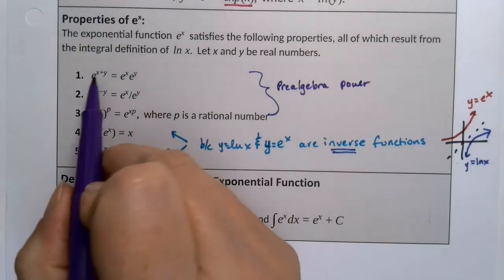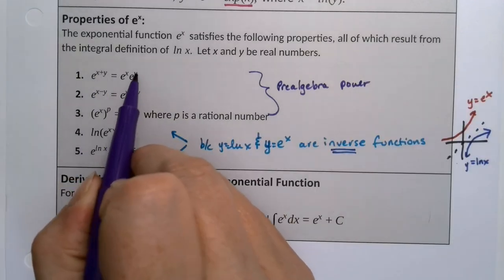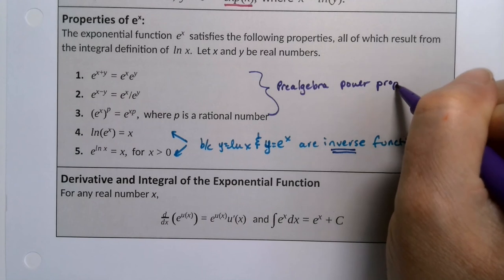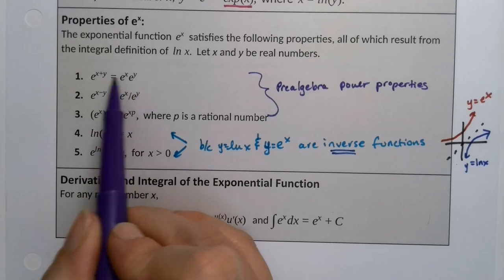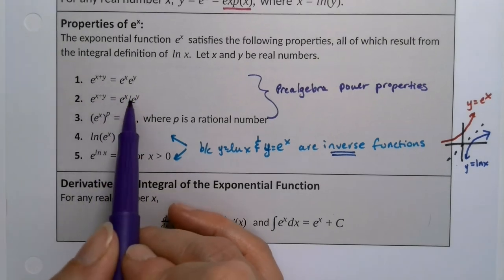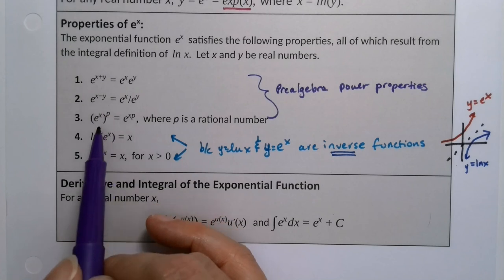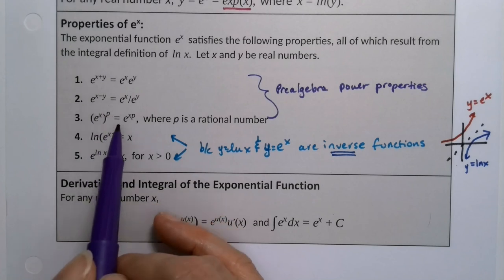right? That x plus y, e to the x, e to the y. You learn them way back before you learn algebra, so like middle school, even earlier, when you learn like 2 to the 3 times 2 to the 5 is 2 to the 7, stuff like that. So e to the x times e to the y is e to the x plus y, e to the x divided by e to the y is e to the x minus y, and then e to the x to the power p is e to the x times p, where p is a rational number.